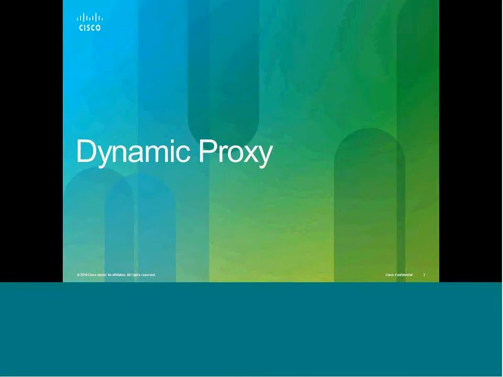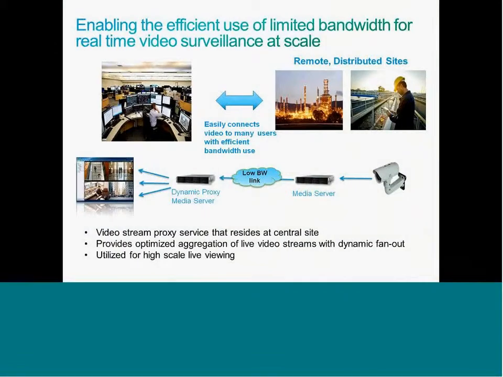Dynamic proxy. Why? So, the demonstration picture of what's going on here. Let's say you have an oil rig at a very remote location where there are a number of cameras which need to be monitored by experts who are typically sitting in a separate or centralized location somewhere else, right? And typically in these kinds of locations, the bandwidth is very constrained.